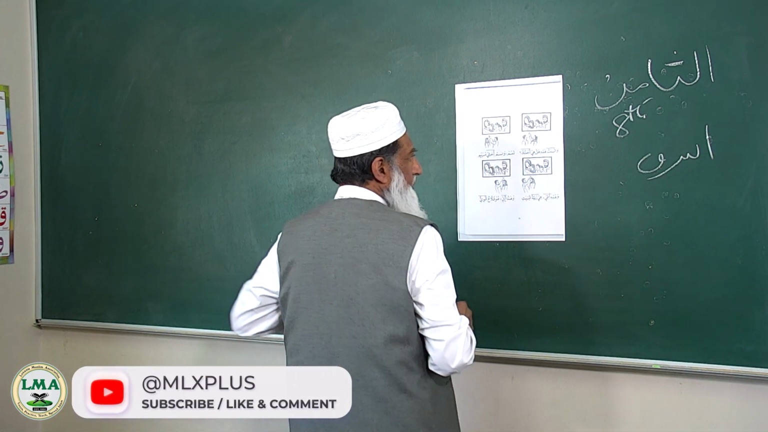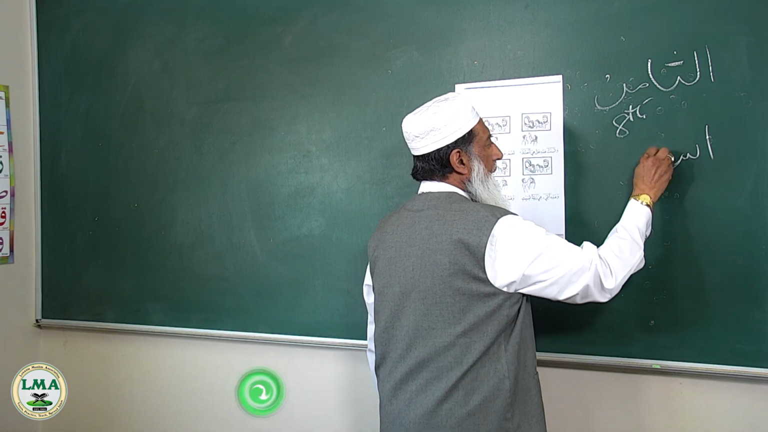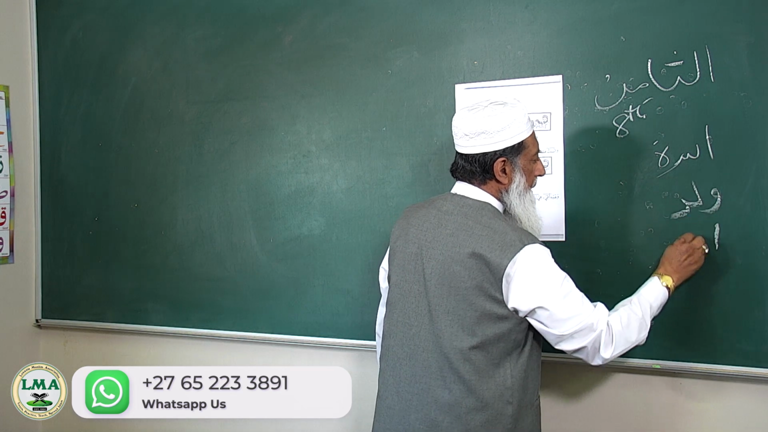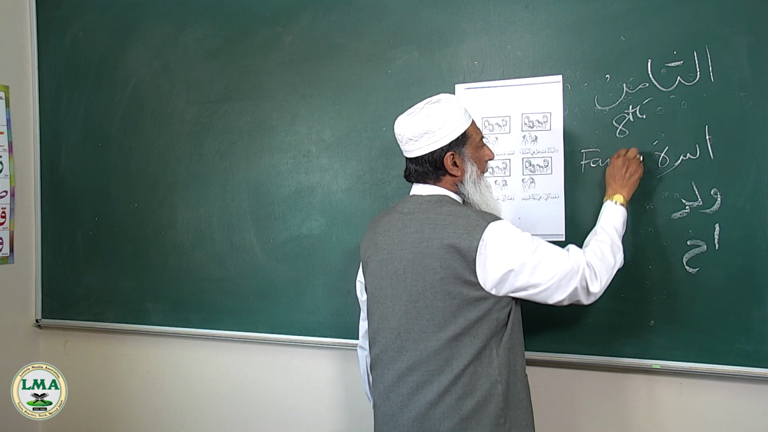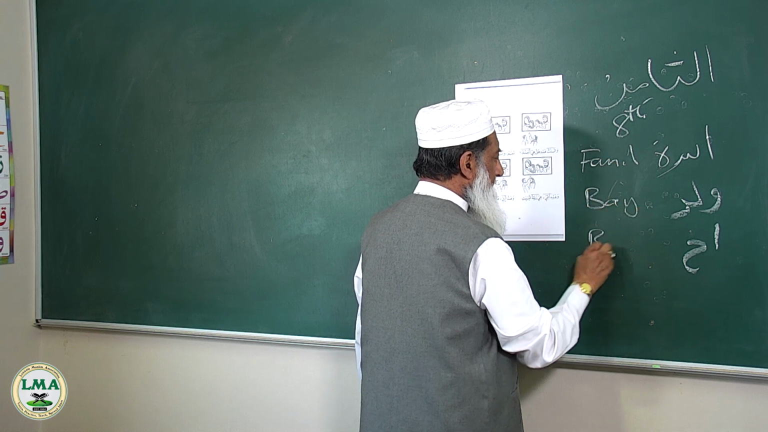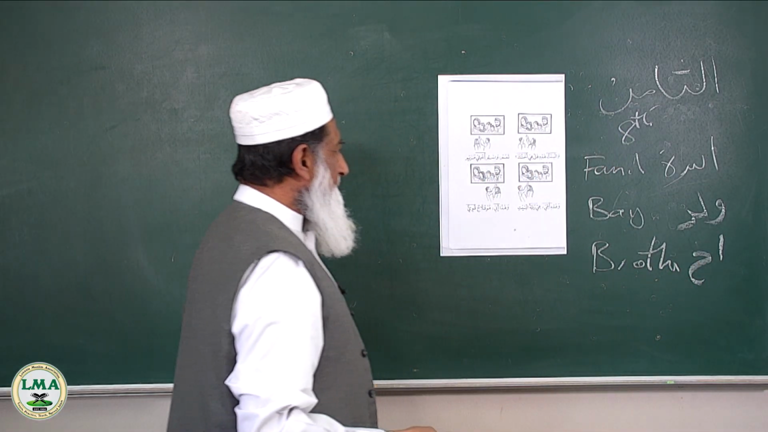In the Usratun, we had Waladun and Akhun. So we have a family, we have a boy, and we have a brother. Let's go further. I'm sure we remember those words. We'll just leave it there on the side.